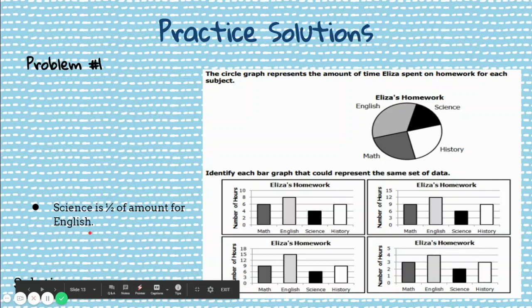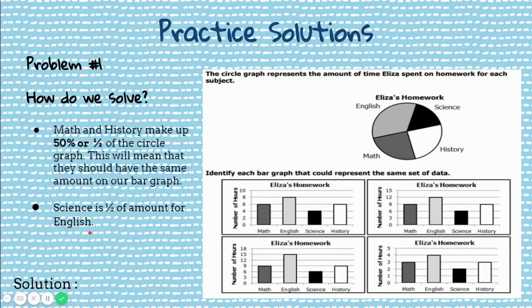All right, let's get going with the solutions. So here in this particular problem, we're given Eliza's homework, which is a circle graph of English, science, history, and math. And then we're given 4 options to choose from. Make sure that you're paying attention to the question. It says identify each bar graph, which means there could possibly be more than one option. So what do we know before we solve? We know that math and history make up 50%, or one half, of our circle graph. This will mean that they should have the same amount on the bar graph. We also see that science is one half of the amount for English.